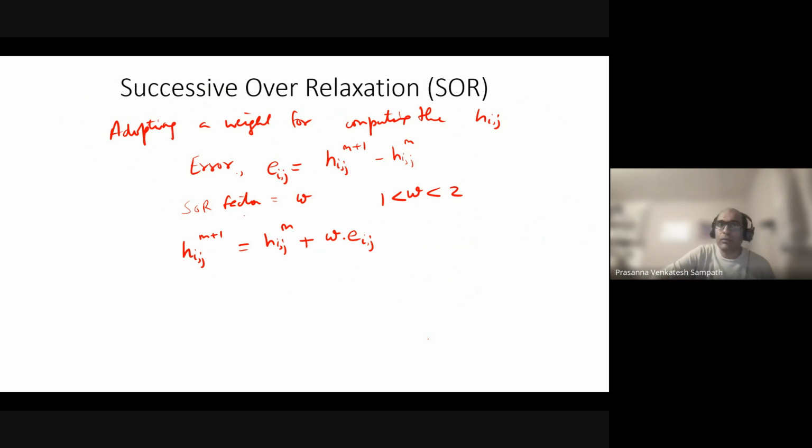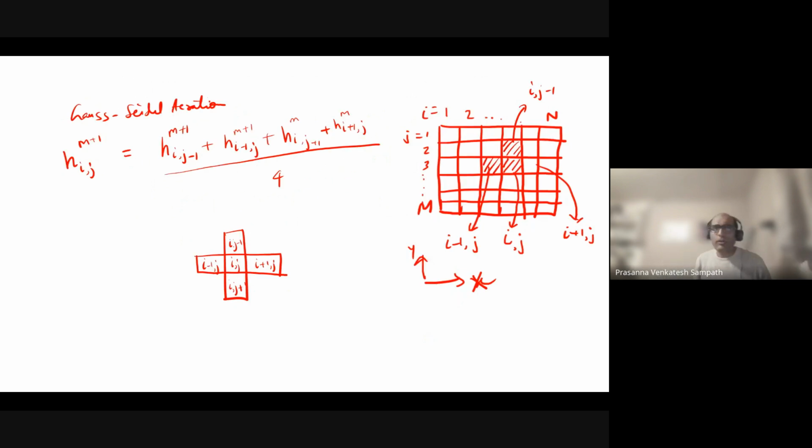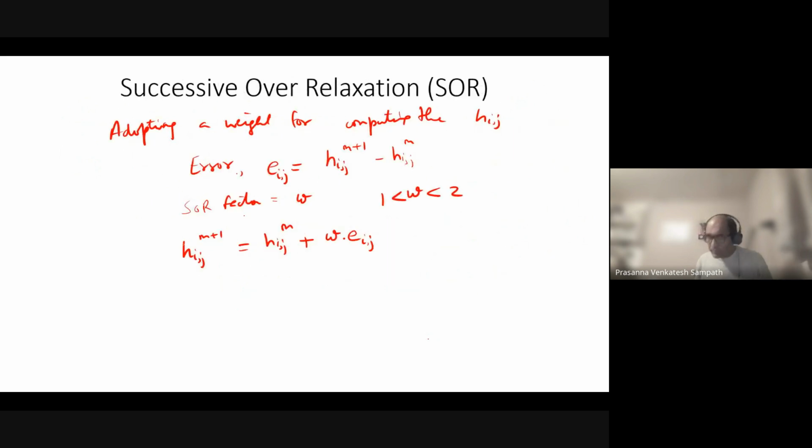Let's just go back a couple of slides. Just look at this. How did we define h of i comma j at m plus 1? It was defined as this. Let us take the simple problem, the Laplace equation itself, for the purposes of this demonstration. I'm going to write this equation again over here. So basically, can I say h at m plus 1 equals h at i comma j at m plus omega times this e of i j, which is basically this term minus h i j?